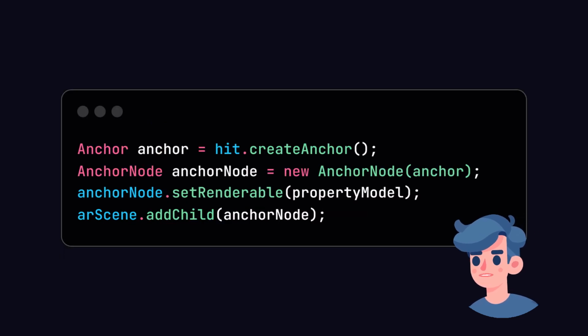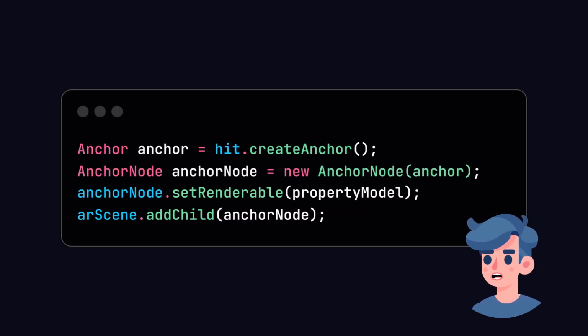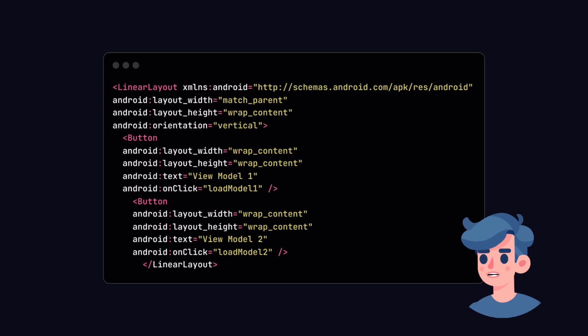In the above code, we are loading a 3D model from the resources. Remember to include your 3D asset in the raw folder of your project. After the model is loaded, we can attach this renderable to our anchor, which represents the point where we want to place our property.